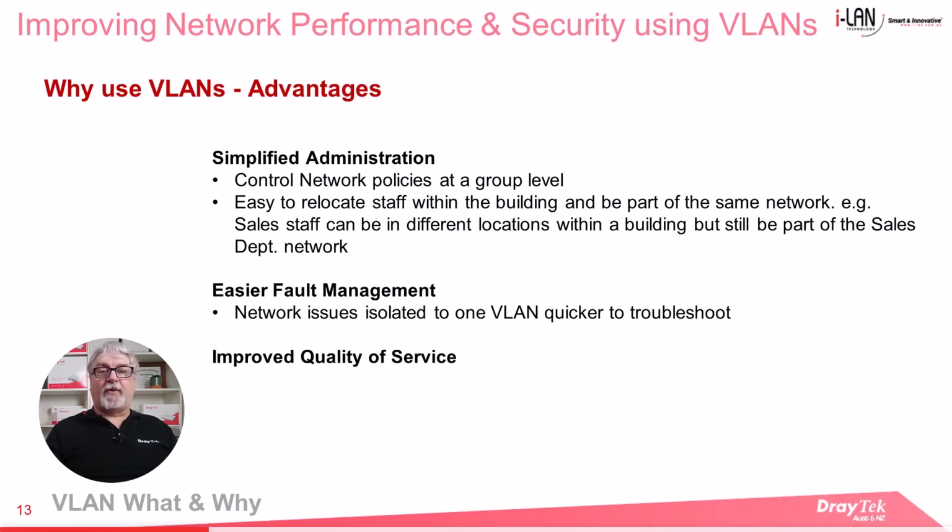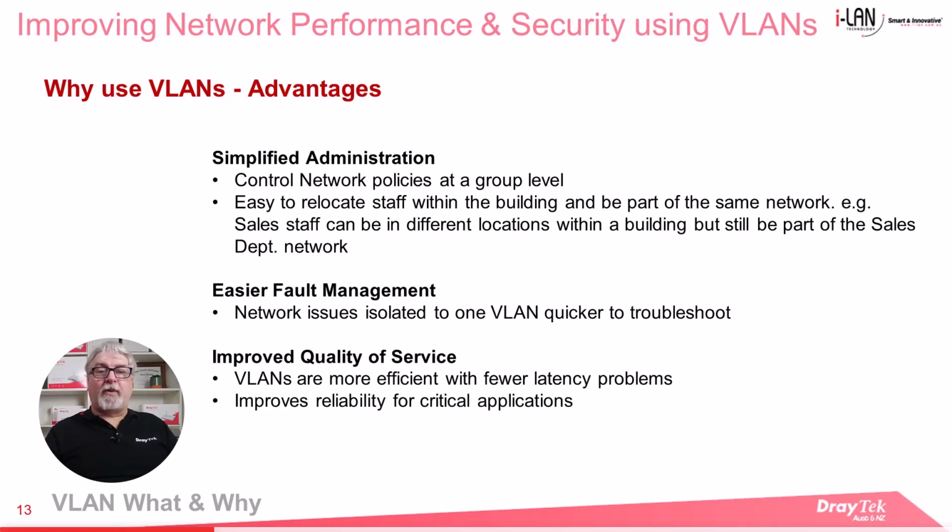VLANs can also improve quality of service by managing traffic more efficiently so that end users experience better performance. There will be fewer latency problems on the network and improved reliability for critical applications. VLANs can also be used to prioritize traffic. This will make sure data keeps flowing on critical applications even when lower priority traffic congestion, like web browsing, spikes.